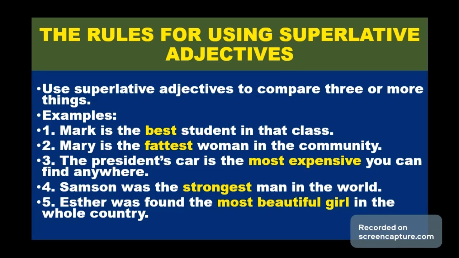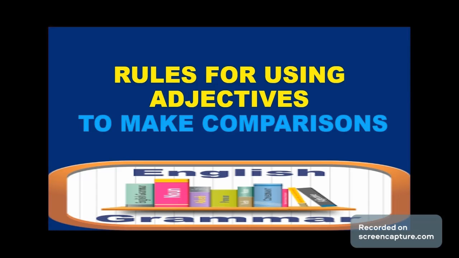Now you have to take note of the ending est. All right, the est ending and the words most and least are always used in making such comparisons. And these are known as superlative adjectives, or superlatives if you want. And the rule for using them is as follows. Use superlative adjectives to compare 3 or more things. Take note of this. 3 or more.